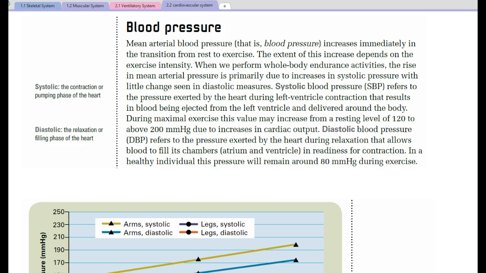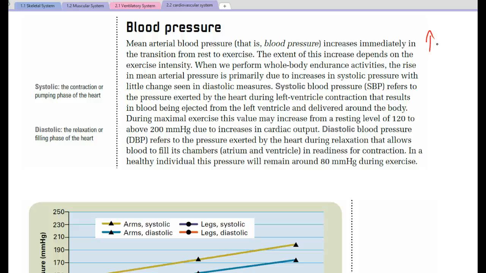These are from a couple of other textbooks. So here, mean arterial blood pressure increases immediately in the transition from rest to exercise. So that's a response to exercise. Arterial blood pressure will increase. The extent of this increase depends on the exercise intensity. So there's a relationship between intensity and blood pressure. The greater the intensity, the greater the blood pressure.